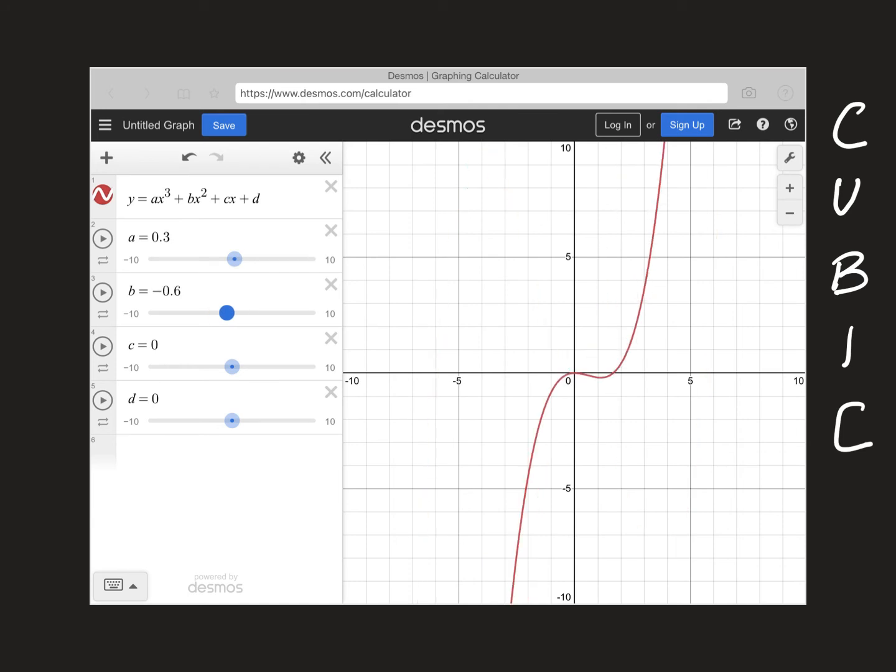The b coefficient changes the locations of the maximum and minimum values, both the height and the width. The c coefficient changes the height of the maximum and minimum values, which can also be seen as kind of the curvature. The d, again, changes the vertical shift of the graph. It also changes the y-intercept, or the place where the graph crosses the y-axis.